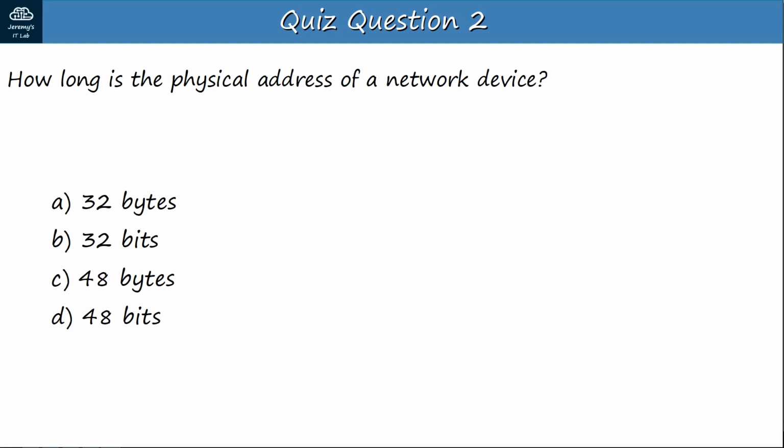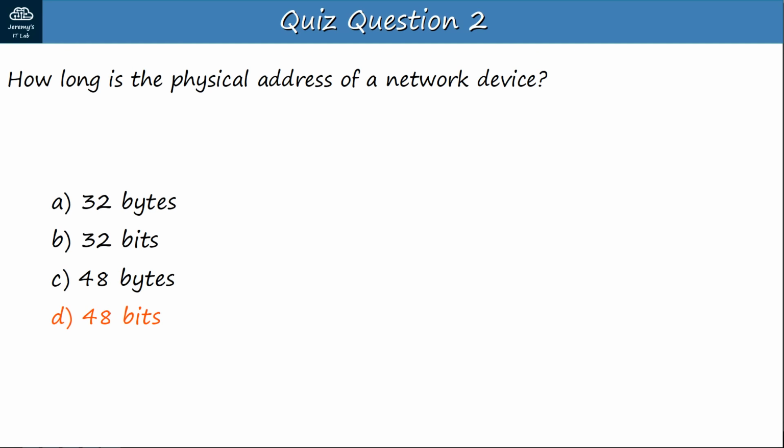Remember, a byte is equal to 8 bits, so 48 bytes is equal to 384 bits. The MAC address, which is an address assigned to the physical device, is 48 bits, not bytes long. By the way, an IP address, which we will learn about soon, is 32 bits in length. Let's go to question 3.